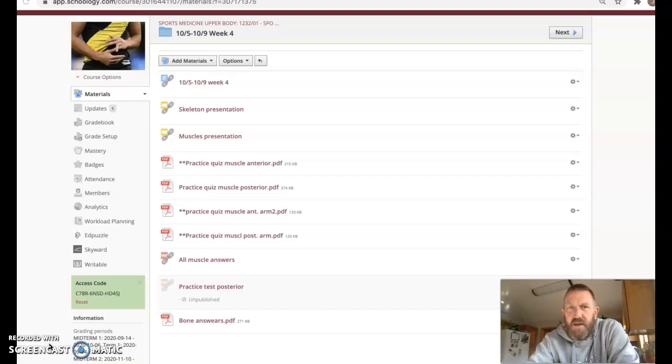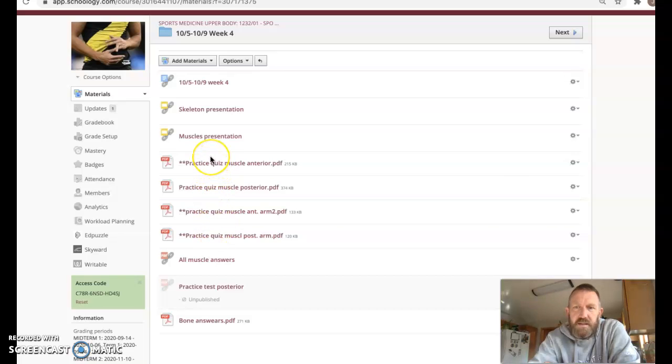Now, Gold, you have not seen all this material yet, so you're going to see it starting tomorrow during lecture. So if you go into week 4 in Schoology, there's a skeleton presentation, a muscle presentation. The skeleton is actually from week 3. I just moved it in. And you also have these practice quizzes.